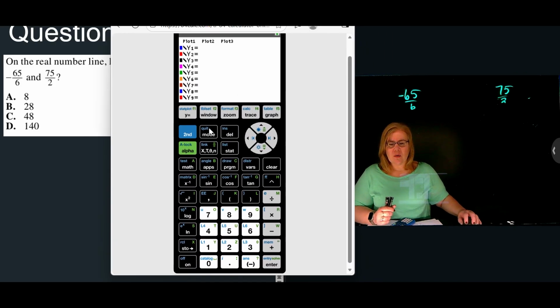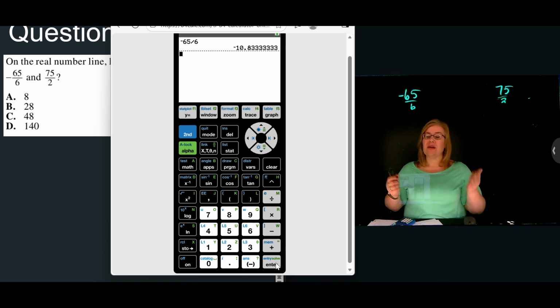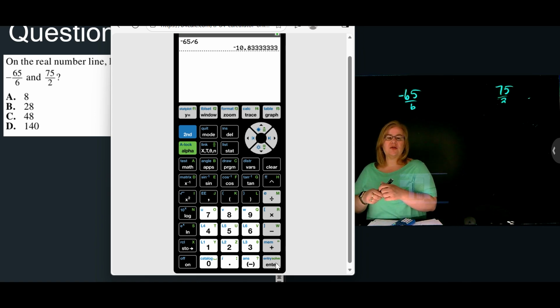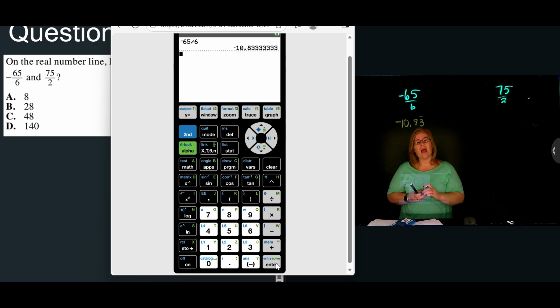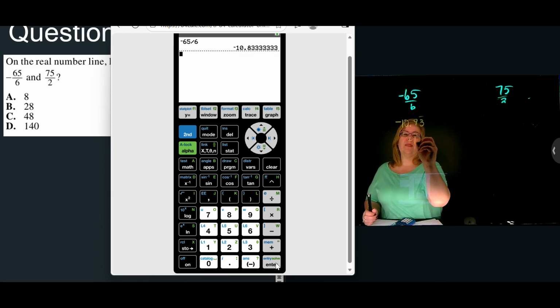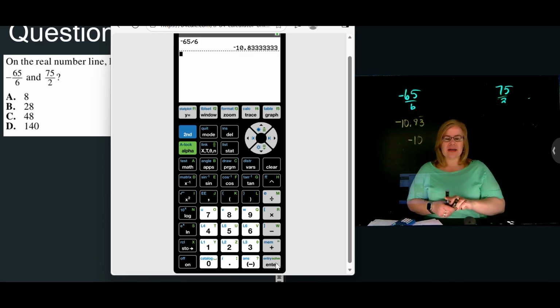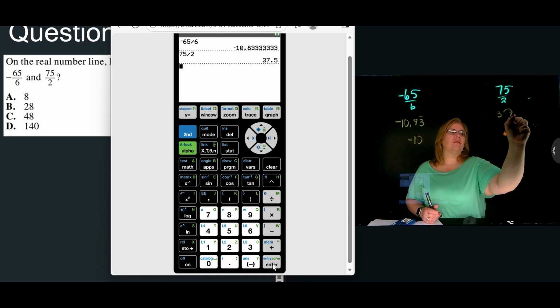Okay, so I'm going here, and I want to know what negative 65 over 6 equals. Obviously, it's an irrational number, or no, it's not irrational. It is a repeating number. So I'm going to put negative 10 and 8, 3 repeating. So then if I go to my next integer up, or my closest integer, it's going to be negative 10. So then let's also look at this one. I have 75 over 2. So 75 over 2, and I have 37.5. So I'm going to look at that as 37.